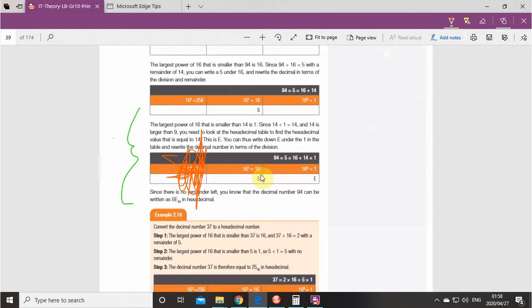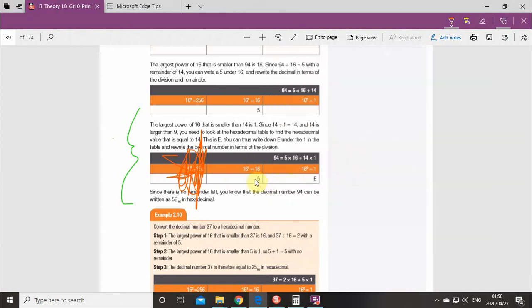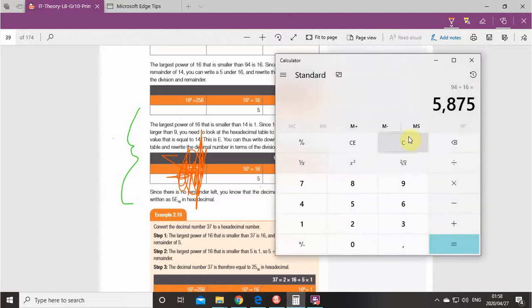In this step, we want to see how many times 16 goes into 94. So we take 94 divided by 16 equals 5. We write here 5. Then we want to see the difference. 5 times 16 is 80, and then 94 minus 80 is 14. That is our remainder.